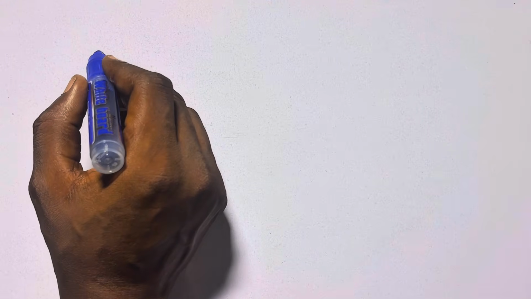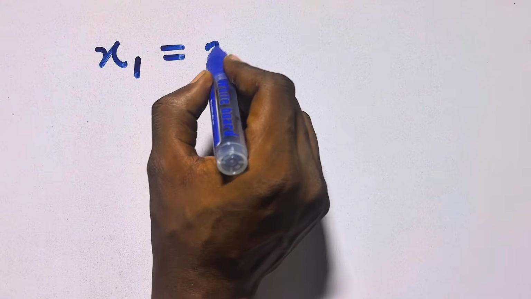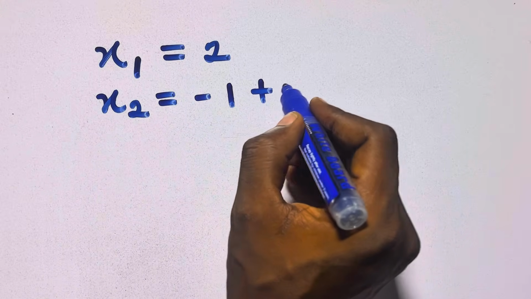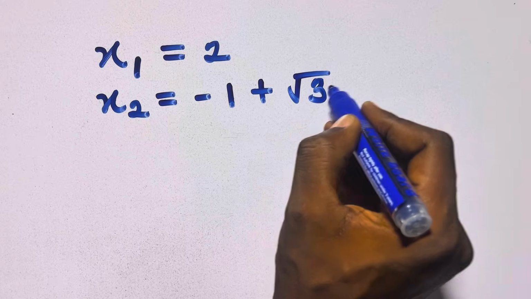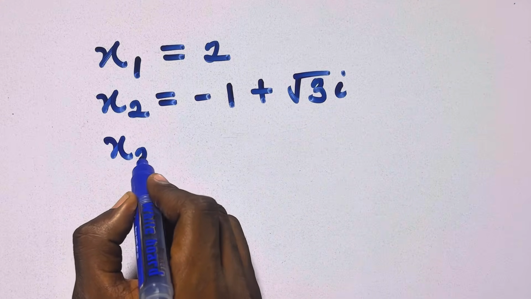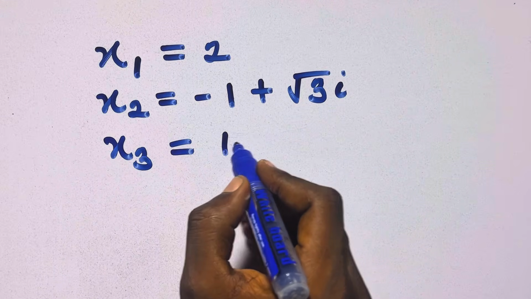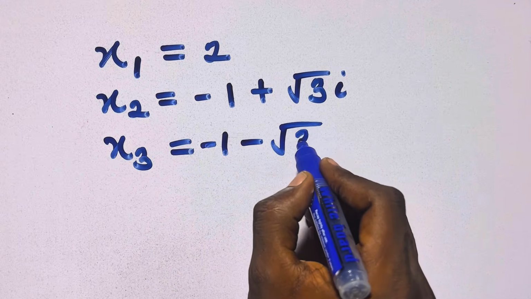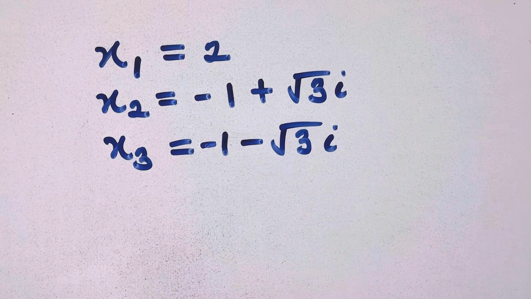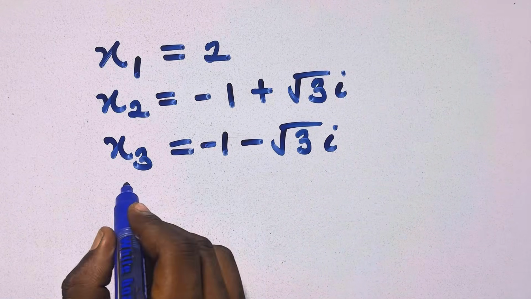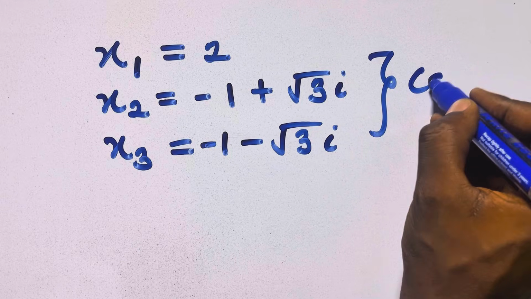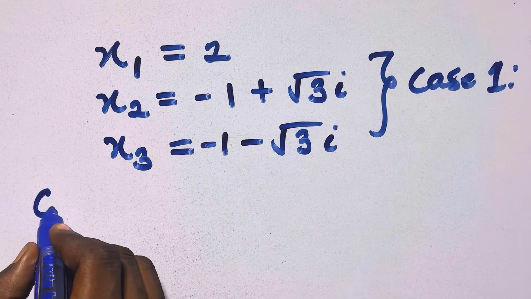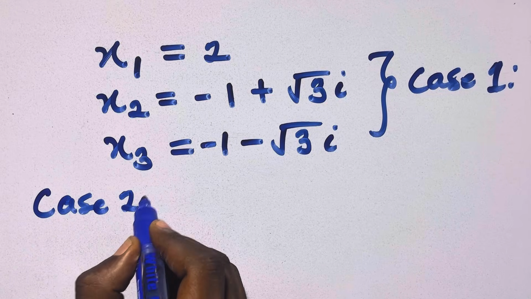So we got our x1 to be equals 2, our x2 to be minus 1 plus square root of 3i, and our x3 equals, so sorry, minus 1 minus square root of 3i. Alright. So however, this is for the case 1 solution. So these are the solutions we got in case 1. So let's look at case 2.